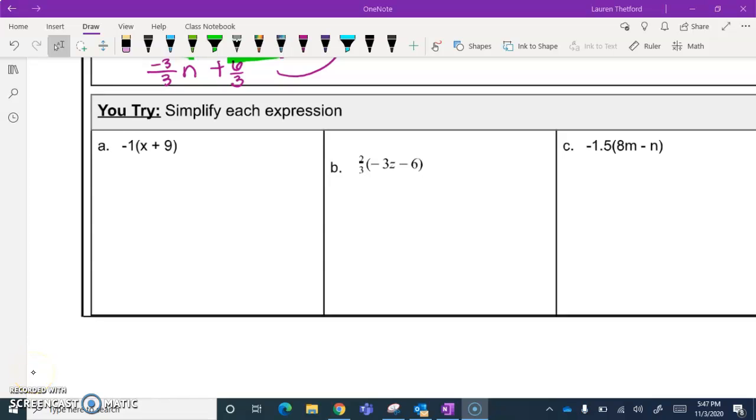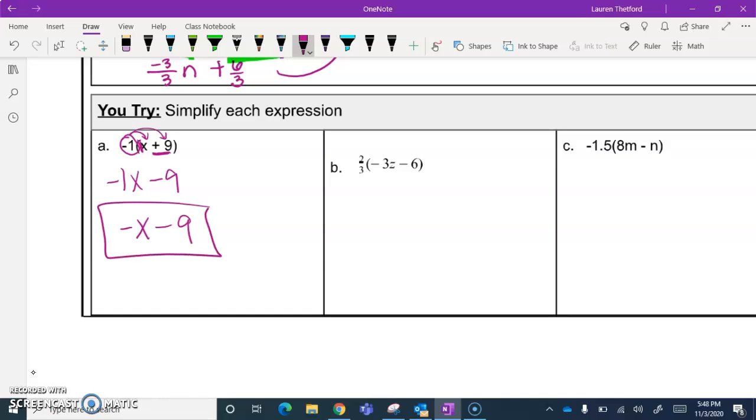Okay, so we are going to take this -1 and we are going to multiply it through the parentheses. So we have -1 times 1x. So -1 times 1 is -1x. And then -1 times a +9 is -9. And so my answer is -x minus 9.